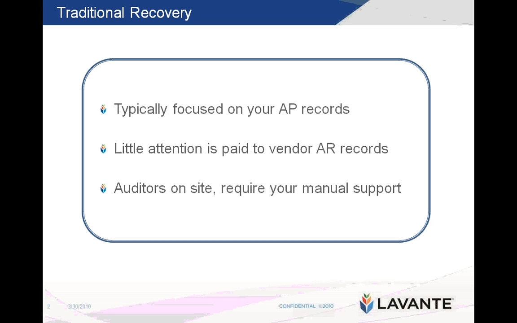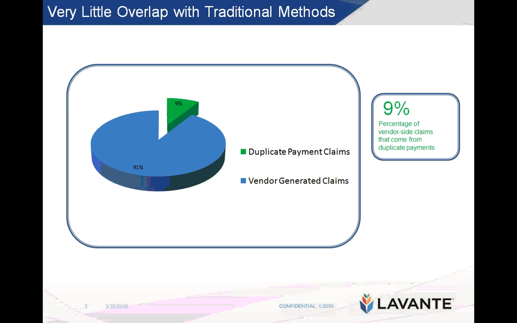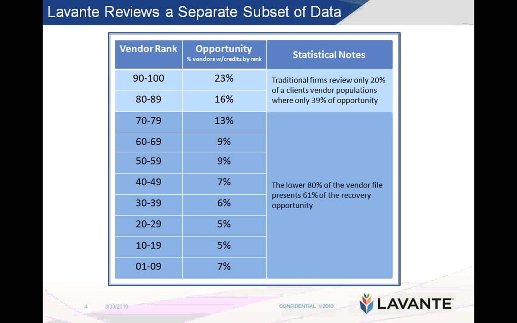Also, traditional recovery is usually on site. It requires a lot of your manual support. One other big differentiator is that Lavante claims really don't feel like traditional recovery claims. Only 9% of our recovery comes from duplicate payment claims, and the rest of it is from more vendor-generated activity. So let's get into this chart in front of us here.